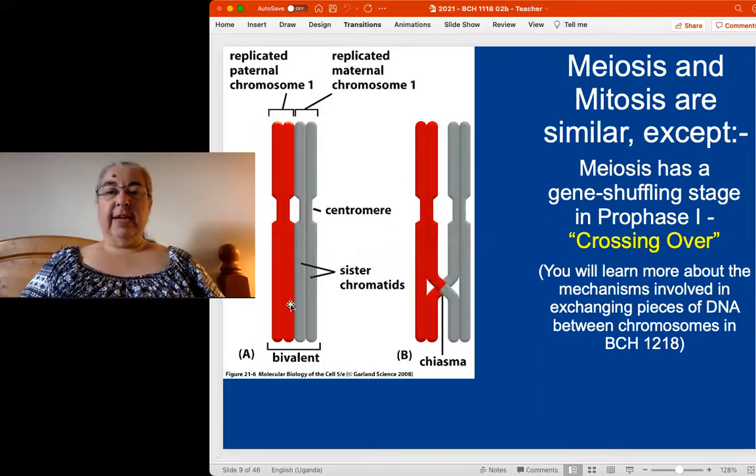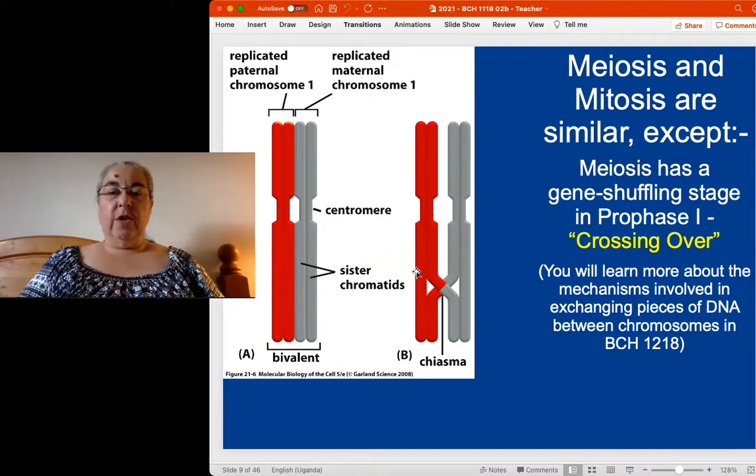Okay, so here are the details of what's happening in crossing over. Here is the replicated paternal chromosome. Here is the replicated maternal chromosome. So there are actually 4 copies of similar DNA lined up here. Do you see that? Each pair we call sister chromatids, and they should be exact copies of each other, whereas between the maternal and the paternal chromosomes, there will be slight differences.